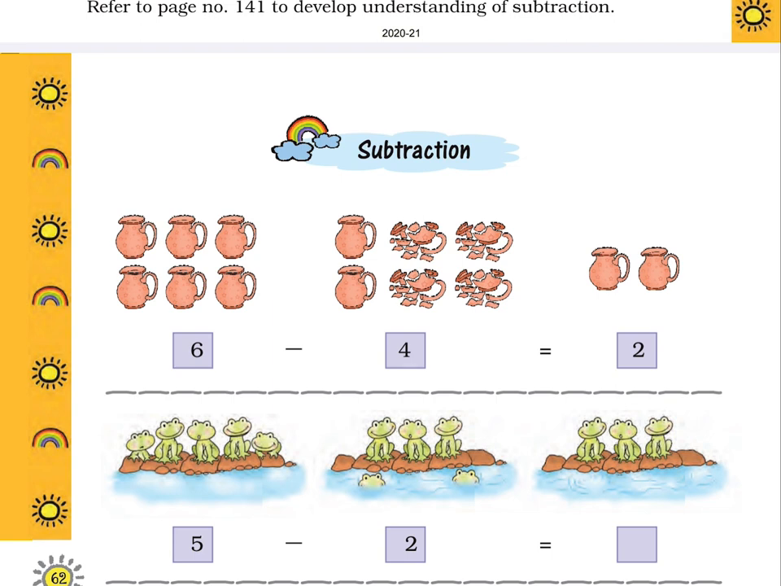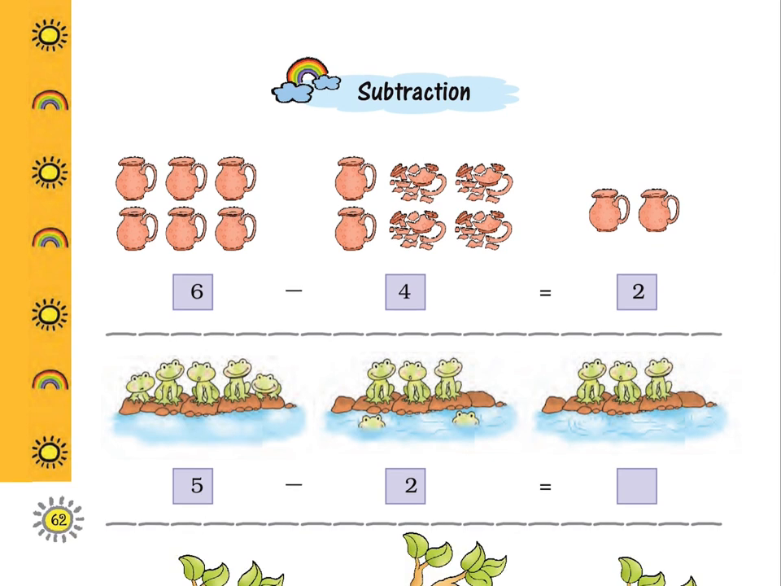Part 1 Text: 6 minus 4 is equal to 2. Part 2, Picture 1 shows 5 frogs sitting near water. Frog is a small animal. Number 5 is written in a box below this picture.